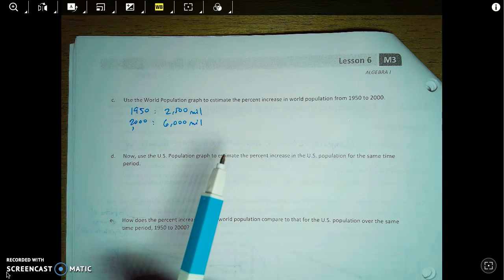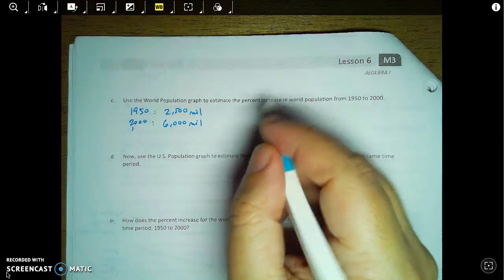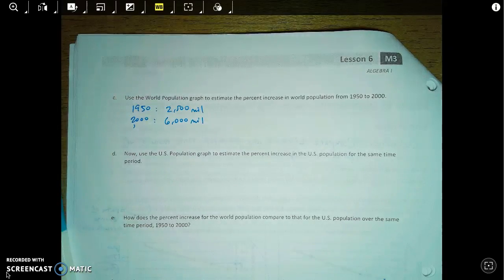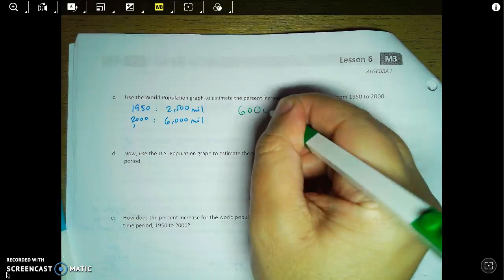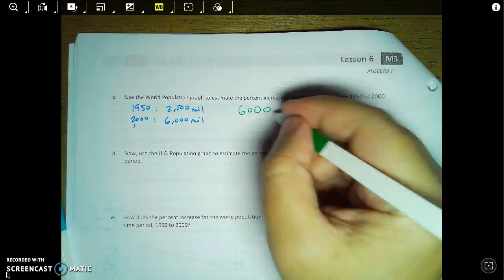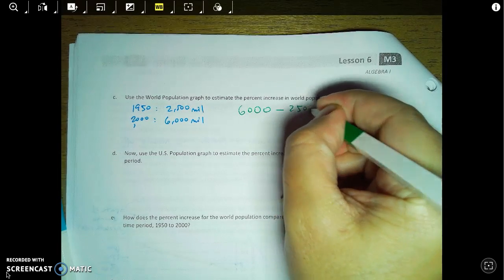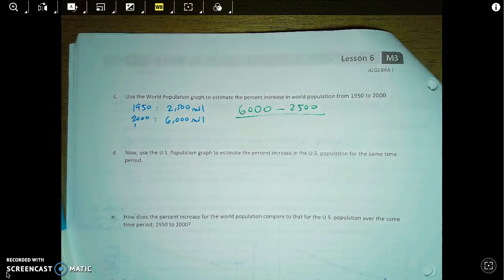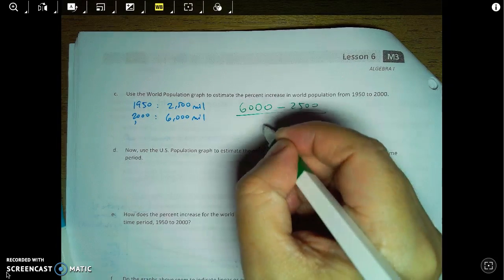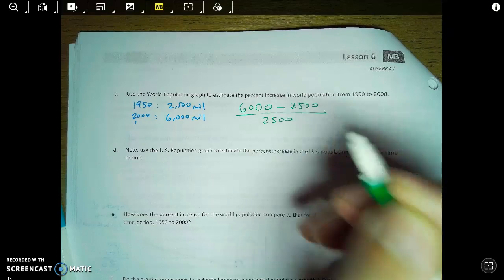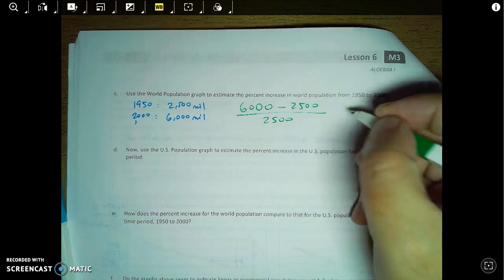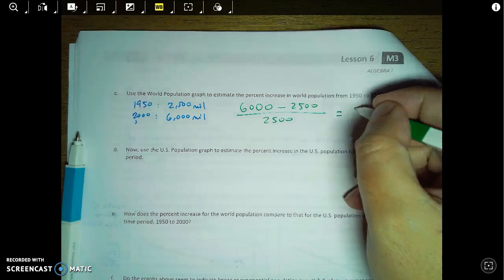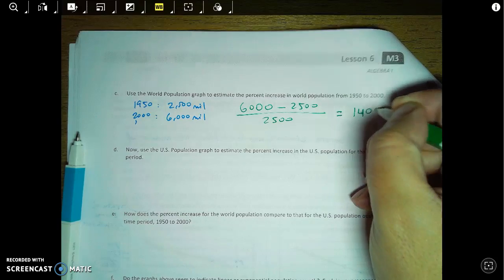So the way we do that is we take 6,000, which is the end population, minus 2,500, and then we divide by our initial population, which is 2,500. Okay, so once we compute that, we're going to end up with 140%.